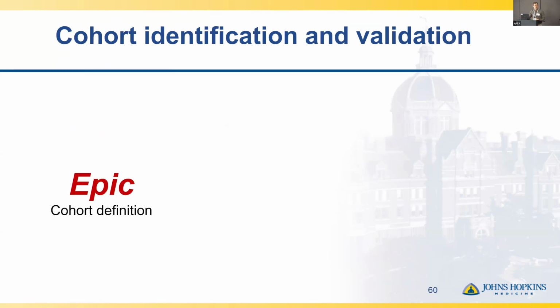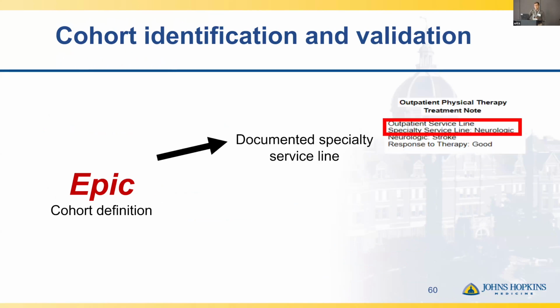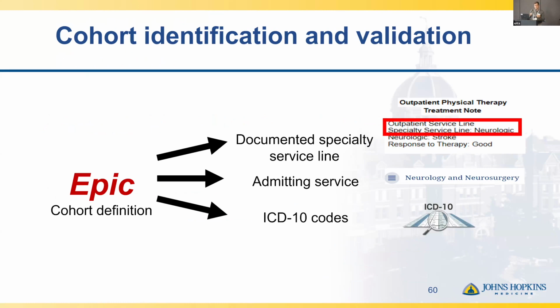Okay, and so we have EPIC at Hopkins, so we use EPIC for our cohort definition. What that means is we can first go in and find a documented specialty service line that we're targeting to extract the data. An example here that I'm showing you is an outpatient service line, an outpatient physical therapy note. We can then find the admitting service, like here in neurology and neurosurgery, and then use the ICD-10 codes to make sure that we're extracting data that are relevant to a diagnosis of stroke.